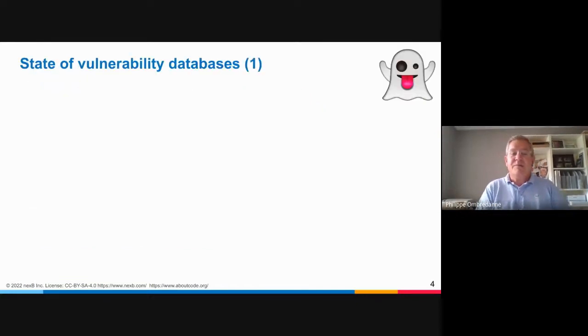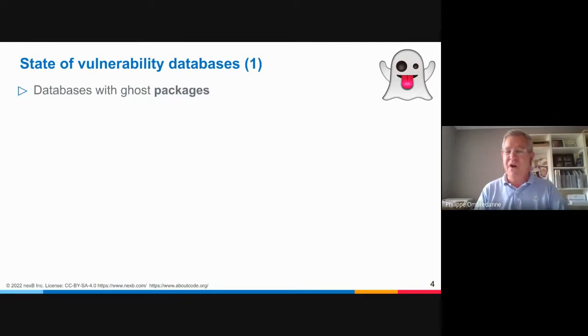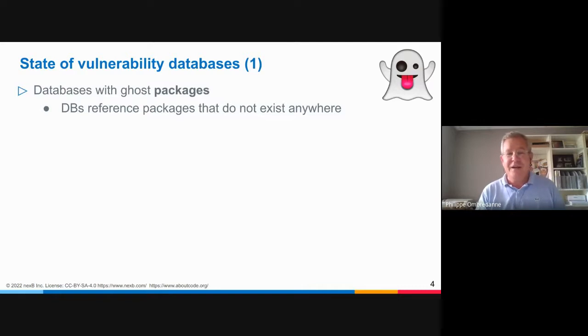Let's start by looking a bit at the state of vulnerability databases. It's not as great as it should be. We found instances of databases that reference ghost packages, meaning, literally, packages that don't exist anywhere. You could say it's a minor evil because, if they don't exist anywhere, it's not a big deal. You will never be affected by any of these vulnerabilities because there's no package. But it's really troubling to see that there's a well-known professional commercial database that contains these references to non-existing packages.